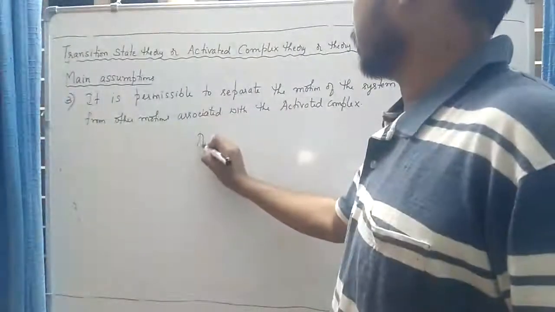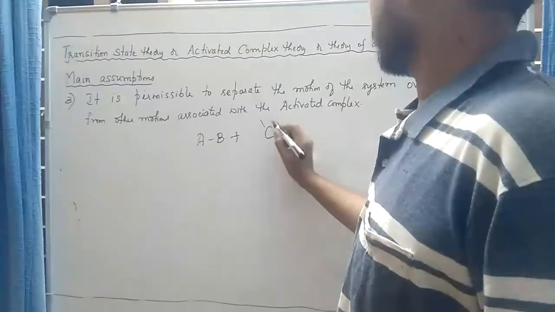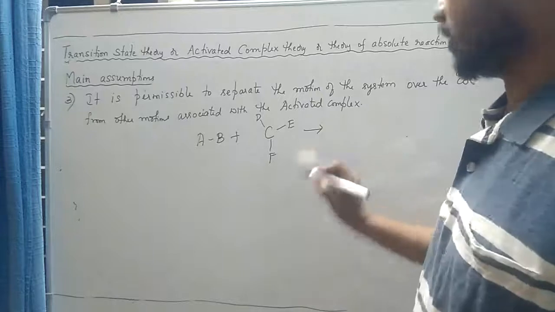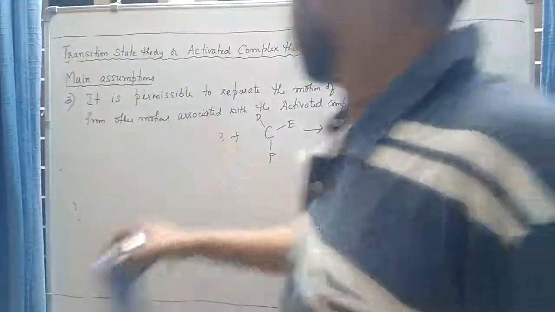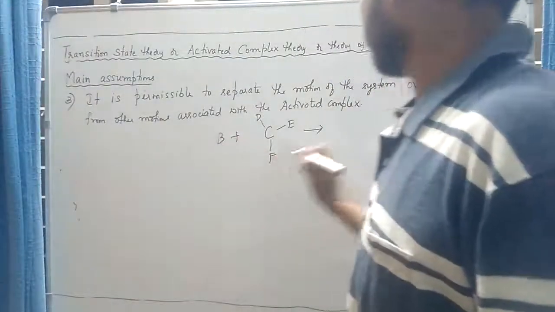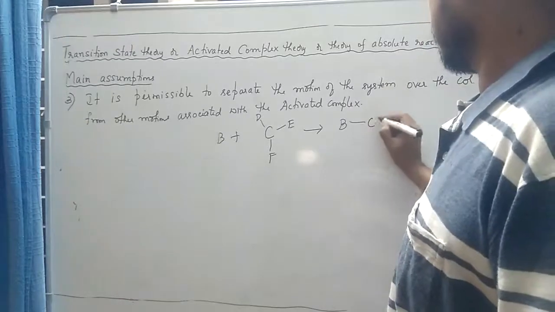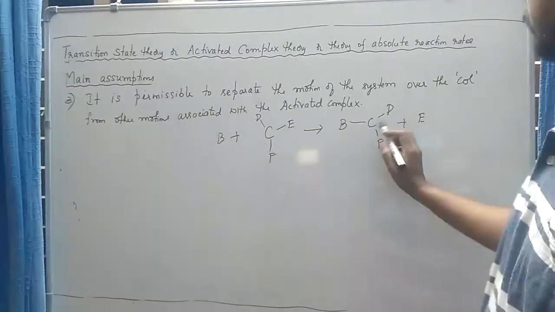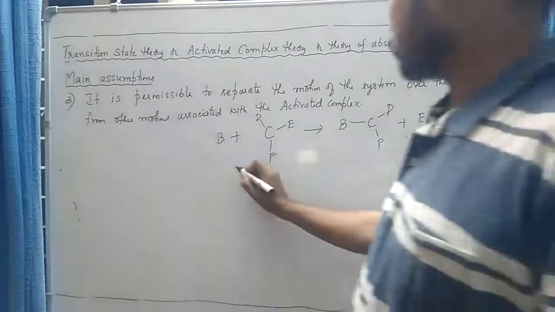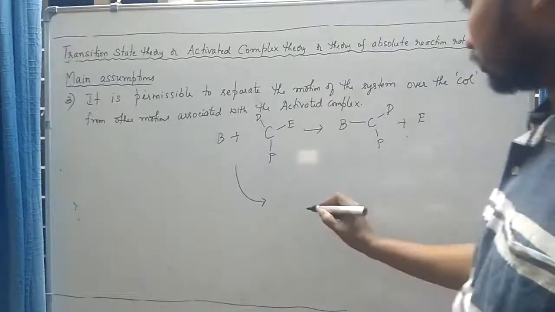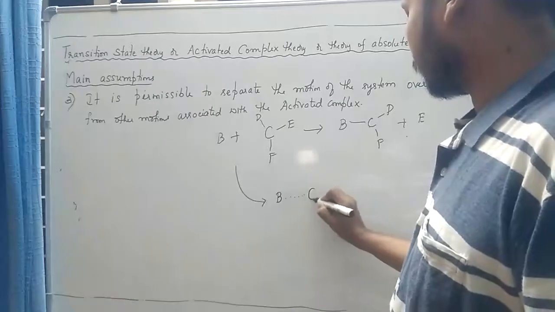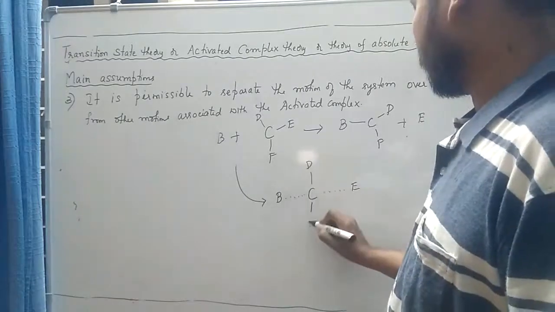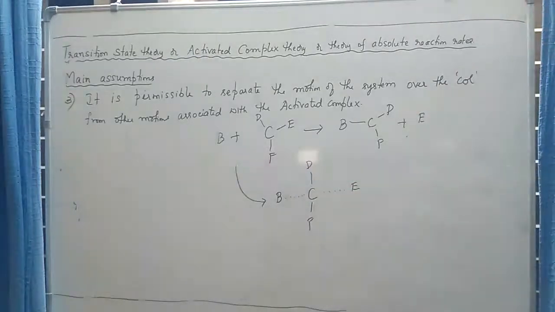I will give a very simple example. So AB plus CDEF giving BCDF plus E, so here the bond between B and C is formed and the bond between C and D is broken. So this reaction will pass through a state called the transition state, where an activated complex of structure something like this, the bond between B and C is partially formed, whereas the bond between C and E is broken. Here C necessarily is not carbon, it is some atom which is not carbon.